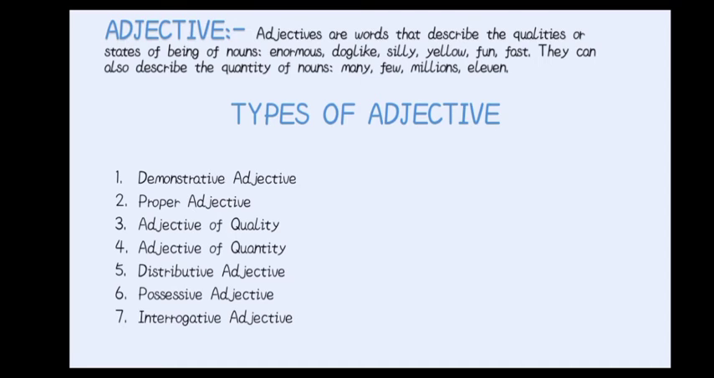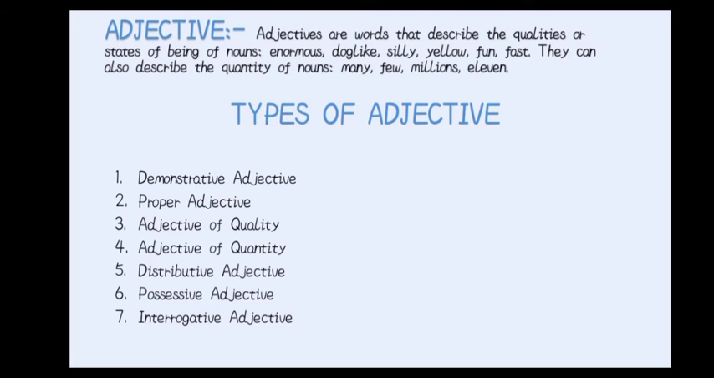Now, adjective of quality. The word quality here tells you the specific, peculiar feature present in a noun. For example, if I say the frock that she is wearing is red in color, or the soldiers are brave. The word brave here is telling you the quality of the soldier.